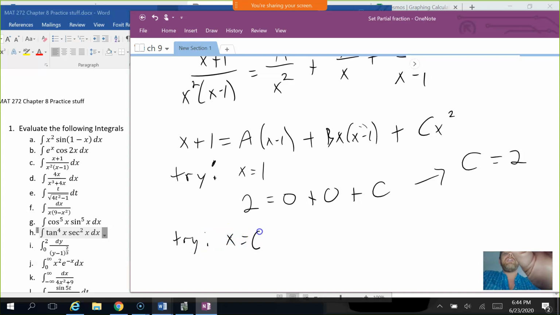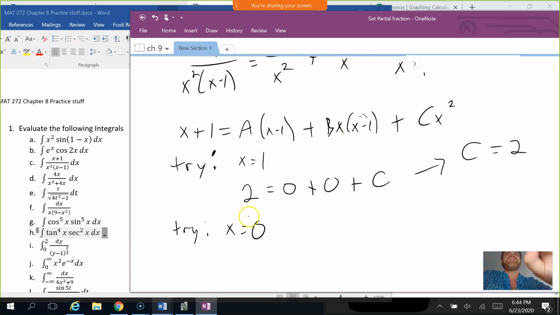All right, from there, let's plug in different x values. Another x value that would make stuff disappear is going to be 0. That's going to make the b and the c disappear. If I plug 0 into the left, I'm going to get 1. If I plug 0 into the right, I'm going to get negative a. This tells me a has to be negative 1.